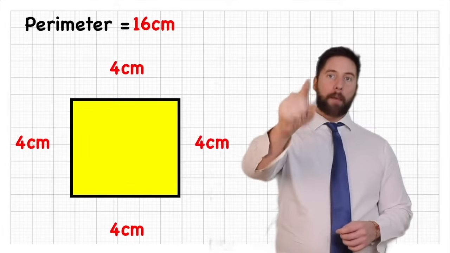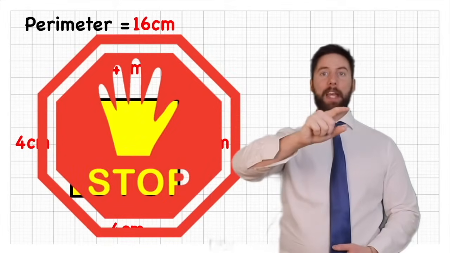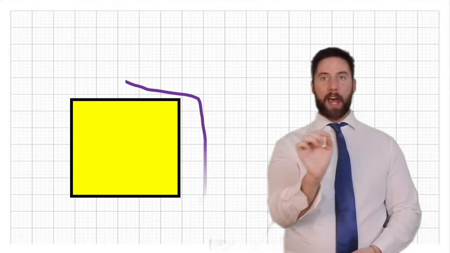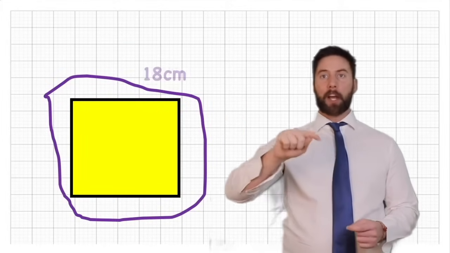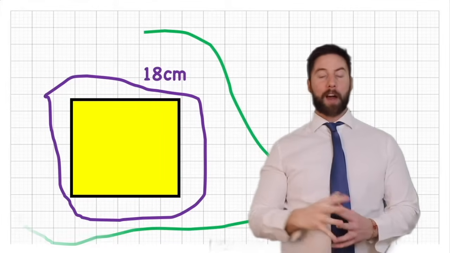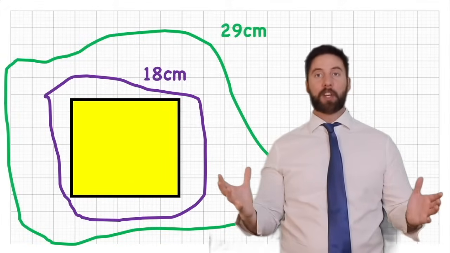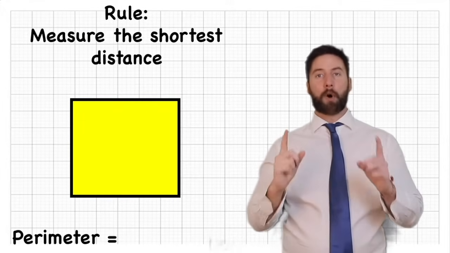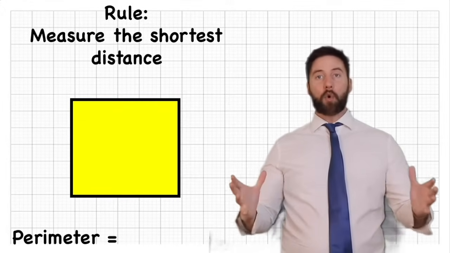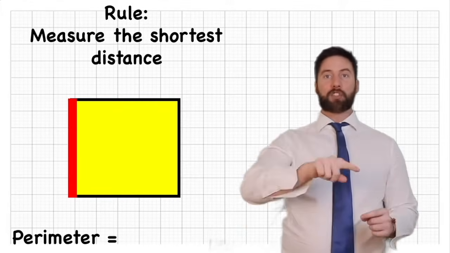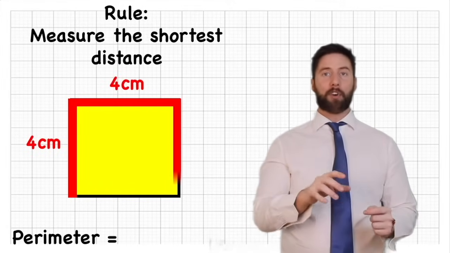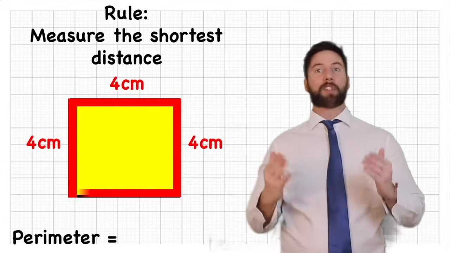But stop, what do I mean exactly by that? Because there are many ways of measuring around a shape. We could draw a line around the square, that's going to have one measurement, but I could draw a much bigger shape all the way around our square, and that's going to have a different measurement. So we need a rule, and the rule is that we measure the shortest possible measurement. And in all cases, that is going to be measuring the lines themselves. So in this case, 4 add 4 add 4 add 4 gives us 16. But 16 what?